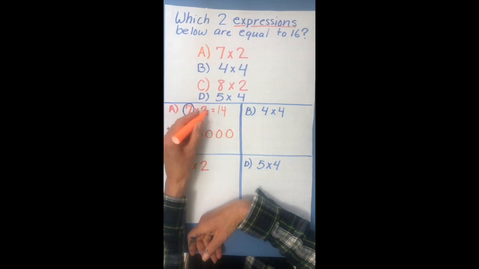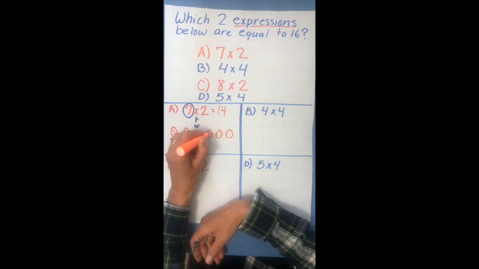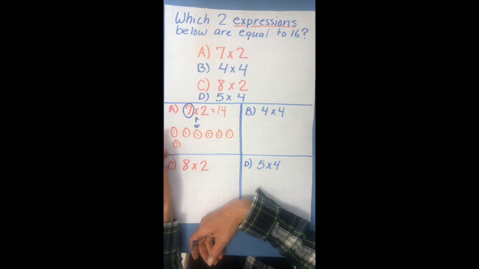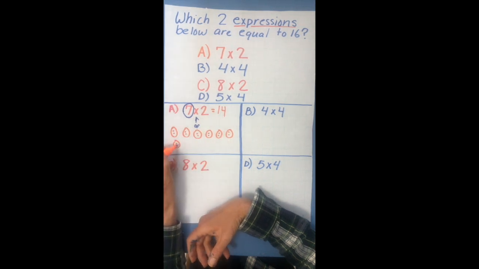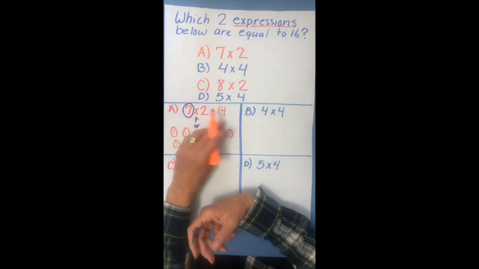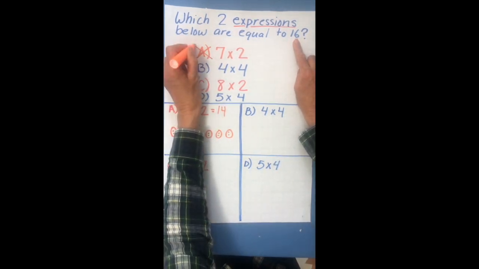1, 2, 3, 4, 5, 6, 7. And I'm going to put 2 in each group. 1, 2, 1, 2, 1, 2, 1, 2, 1, 2, 1, 2, 1, 2. And if I count up the total in all the groups, 1, 2, 3, 4, 5, 6, 7, 8, 9, 10, 11, 12, 13, 14. So that definitely equals 14, but they wanted it to equal 16, so this one is not correct.